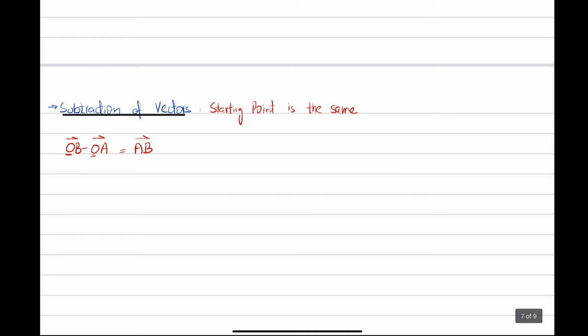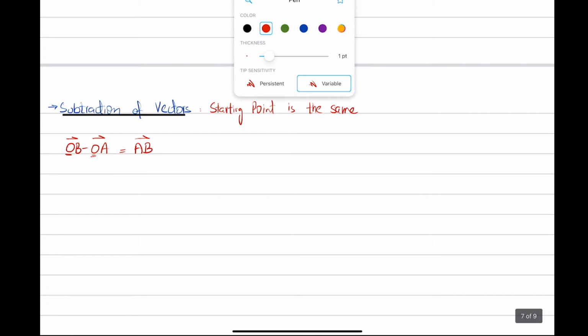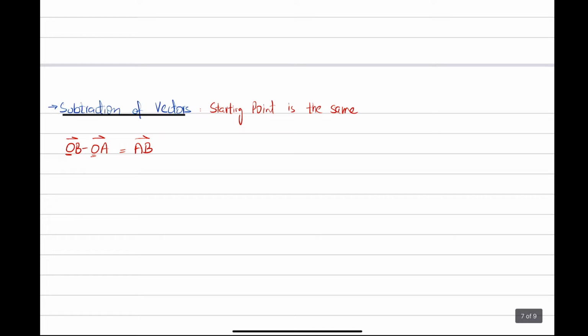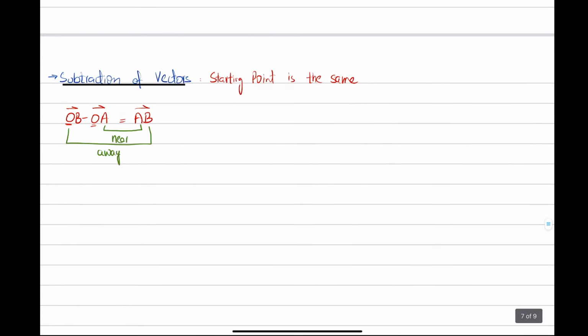Now, there's a very simple trick which you can learn, and then apply over and over again. Basically, the letter that is near to the equals to sign comes first, and the letter that is far away from the equals to sign comes after. And the rule is that the starting point should be the same. So this is one example.